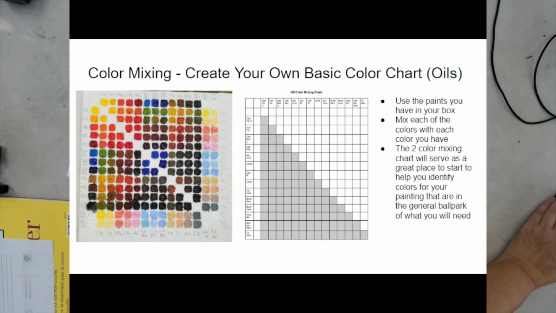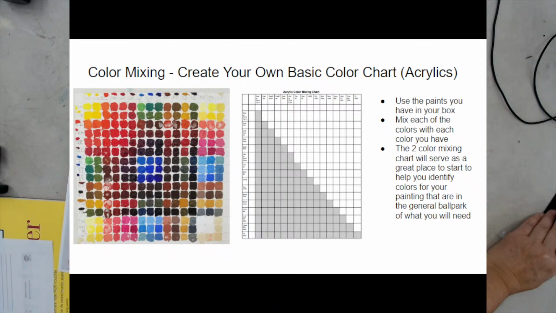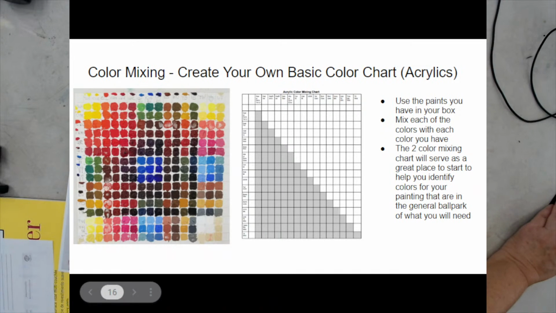So that's how I created that. And you're going to get a copy of this to work with, and it has one grayed out, because as you can see, this is a mirror. So in order to save you some time doing double the work, I truncated that for you. And this is an example of one that was done with acrylic paint.